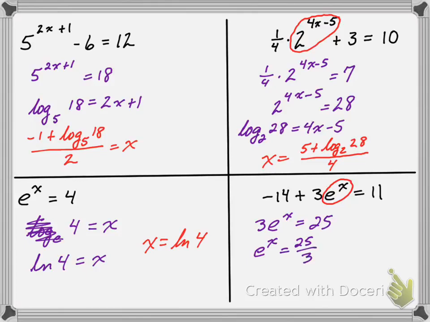And now converting, you're going to have log base e of 25 over 3 is equal to x. But log base e, we don't write it as that. We use natural log. So just get used to doing that. And so let me just go ahead and rewrite this whole thing as a natural log. So that's going to give us natural log of 25 over 3 is equal to x.